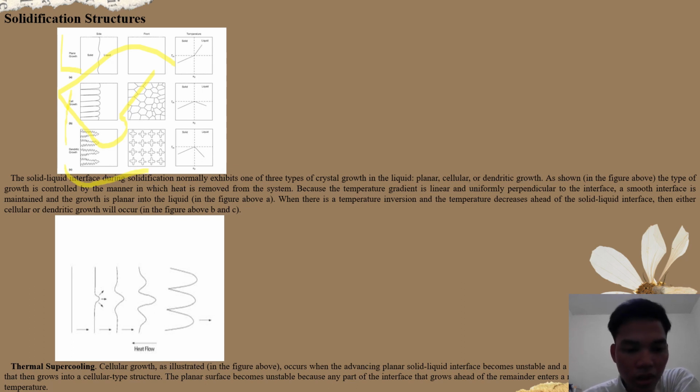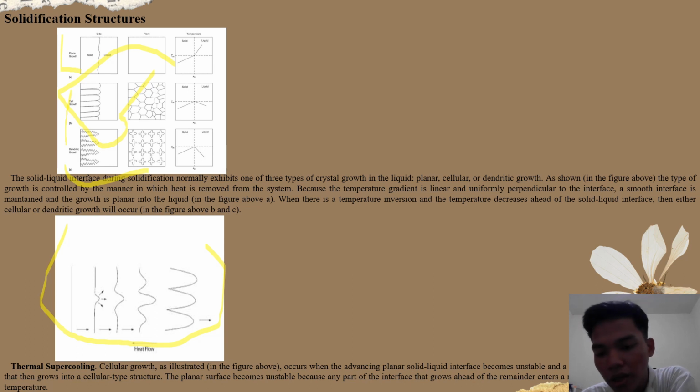Thermal supercooling. Cellular growth is illustrated in the picture above. It occurs when the advancing planar solid-liquid interface becomes unstable and small bumps appear on the interface that then grow into a cellular type structure. The planar surface becomes unstable because any part of the interface that grows ahead of the remainder enters a liquid where the temperature is lower.